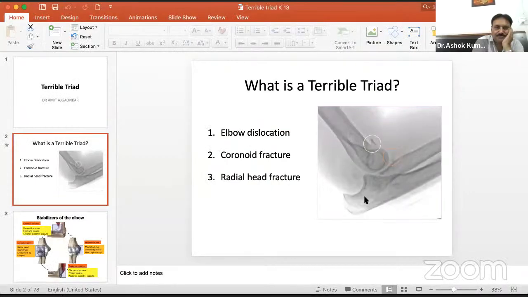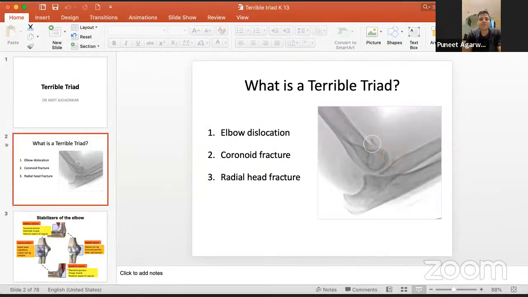It was a very good discussion actually on olecranon. Amit sir, you should start here. Yeah. Should I share the screen? Dr. Amit, I would request you to please share your screen. Can you see it? Yes, sir. It's visible now.